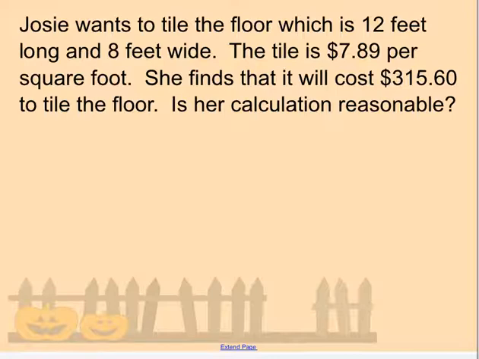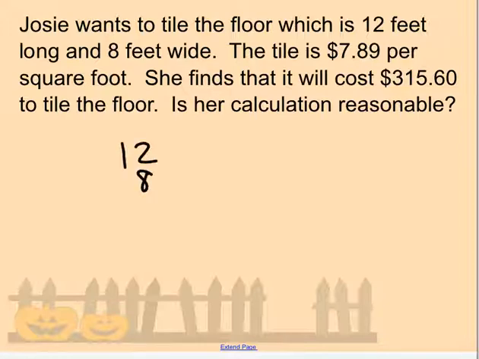Josie wants to tile the floor, which is 12 feet by 8 feet wide. Each tile is $7.89 per square foot, and she thinks the cost will be about $315. Is that reasonable? So we need to estimate to see, is that cost close to what it needs to be? Is she going to be under budget or over budget? So we need to first think about how big is the floor? What's the area of the floor?